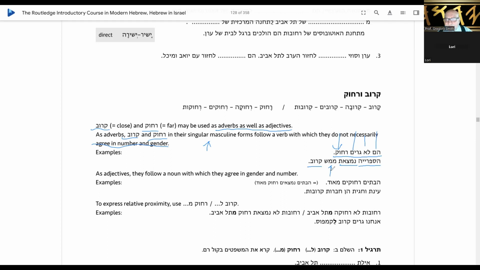Okay, so basically mamash means it's adding to it. Mamash, it means really, very. It's an adverb. It means really.